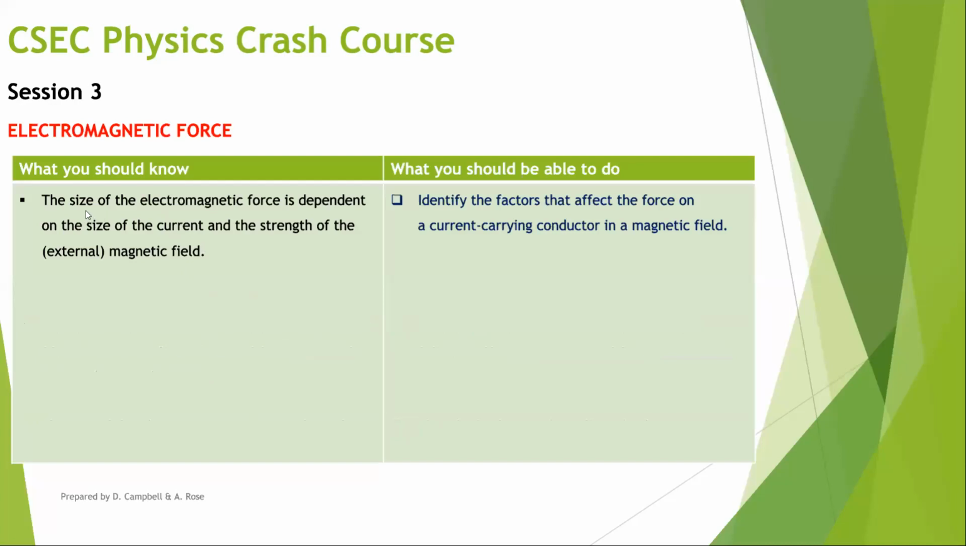Another thing you have to know is that the size of the electromagnetic force is dependent on the size of the current and the strength of the magnetic field. It means that the force is going to be stronger if the current in the conductor is higher, of a higher value, and the magnetic field, if stronger, will also produce a stronger force. So the size of the electromagnetic force is proportional to both the size of the current and the strength of the magnetic field. All right.